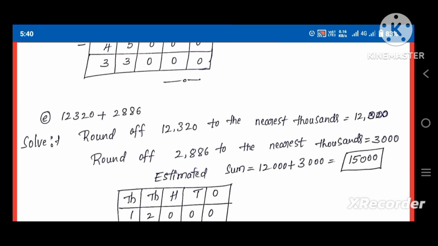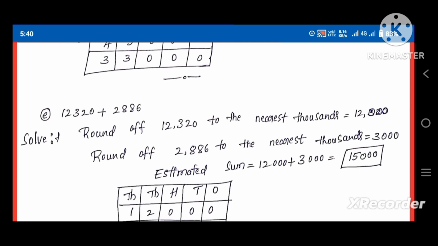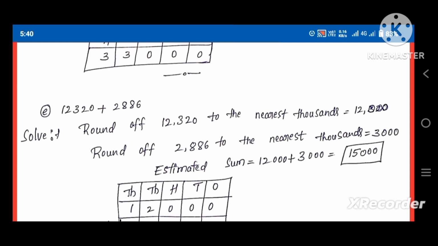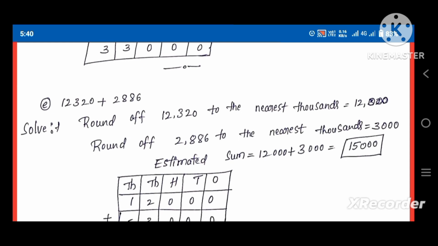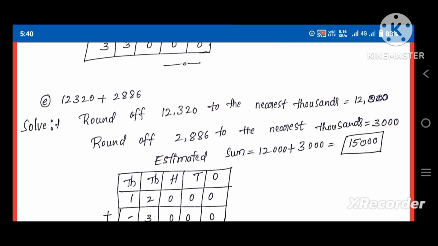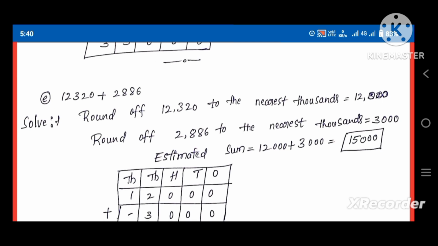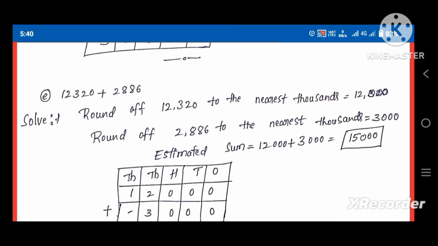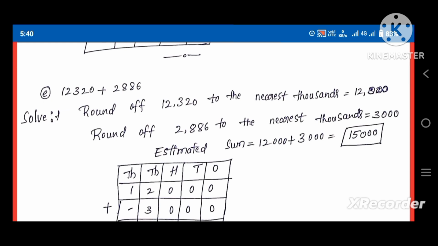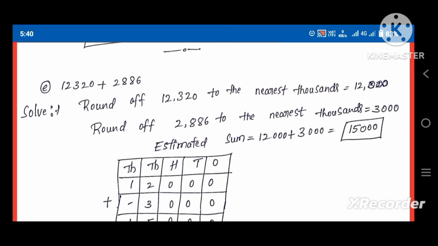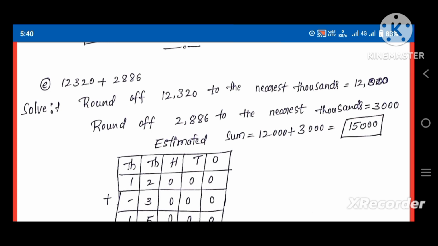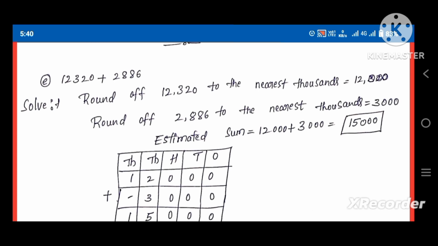E. 12,320 plus 2,886. Solve. Round off 12,320 to the nearest thousands is equal to 12,000. Round off 2,886 to the nearest thousands is equal to 3,000. Estimated sum is equal to 12,000 plus 3,000 is equal to 15,000.